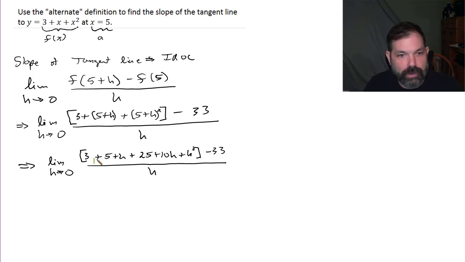Now let's look at the like terms. I have 3 plus 5, that's 8. 8 plus 25 is 33. Minus 33, those terms go to 0, right? Those terms go to 0.